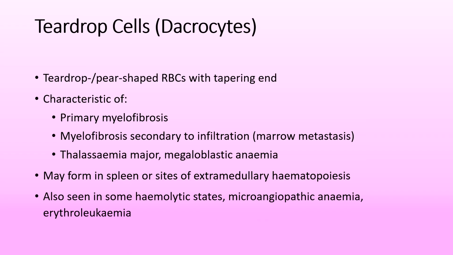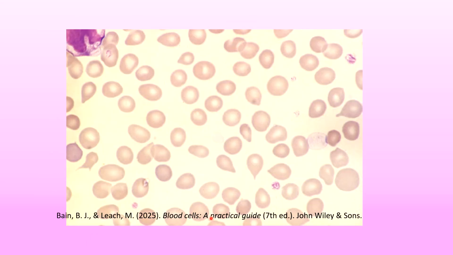Teardrop cells should always prompt you to find out if there is a marrow fibrosis or severe dyserythropoiesis. In primary myelofibrosis and in metastatic infiltration, teardrop cells are a key feature and often accompany a leukoerythroblastic type of picture. They also occur in thalassemia major, megaloblastic anemia, etc. Splenectomy may reduce their number, and in some conditions, this supports the role of splenic shaping of the abnormal RBC. This is a PMF picture, and this is what a teardrop cell looks like, pretty much like a drop of water that is coming down.